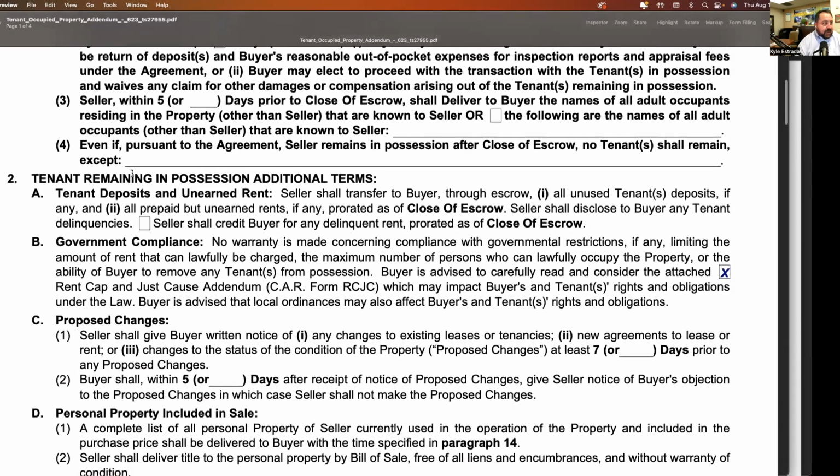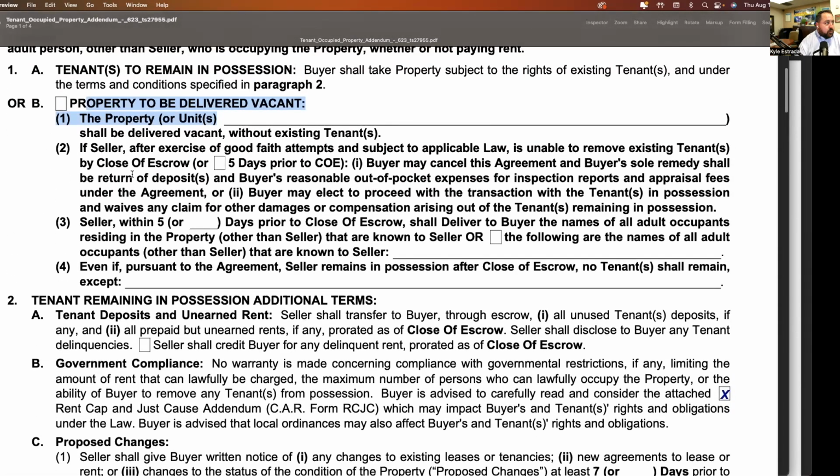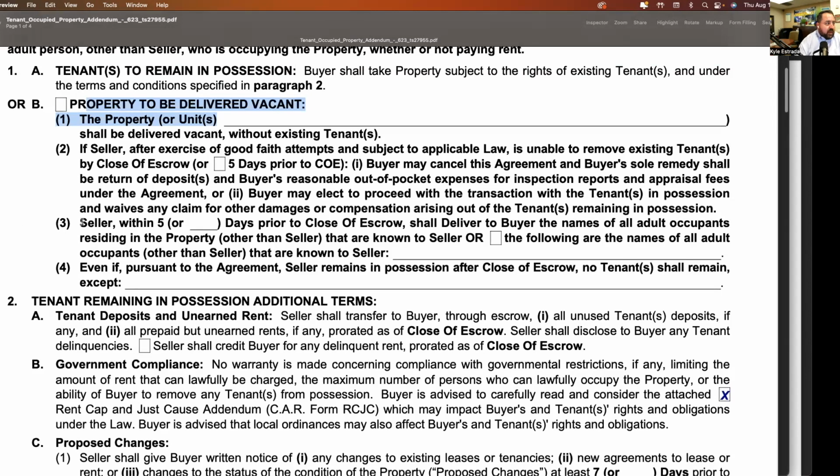But they added language in here that the seller is now required to, within 5 days prior to close of escrow, deliver to buyer the names of all adult occupants residing in the property other than the seller that are known to the seller. Or check the box: the following are the names of all adult occupants other than the seller that are known to the seller. So I can either tell them now in the beginning, or by 5 days prior to close, I am required to provide the names of all the adults that live in whatever 1 to 4 units we are renting out.